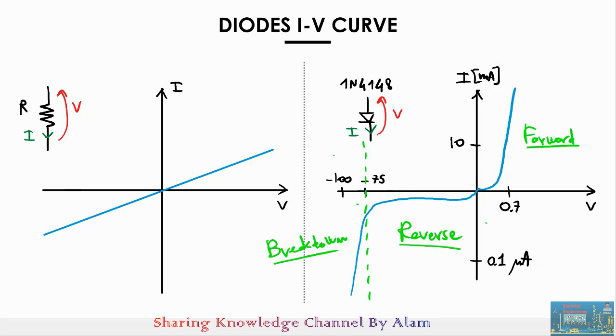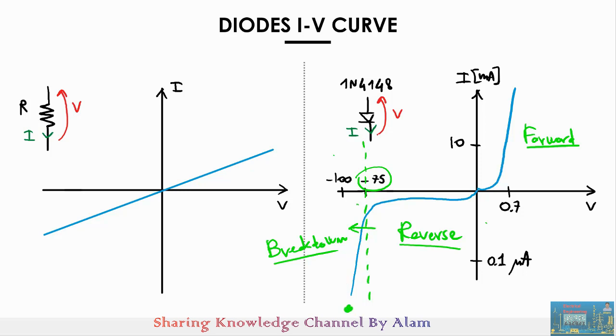If the negative voltage keeps increasing beyond the reverse voltage of the diode, which is minus 75 in this case, so if we enter this region, the diode will enter into the breakdown region. Now, in the breakdown region, a large negative current is allowed to flow. Normal diodes are not designed to work in the breakdown region, hence they will break. The reason for the failure is thermal.